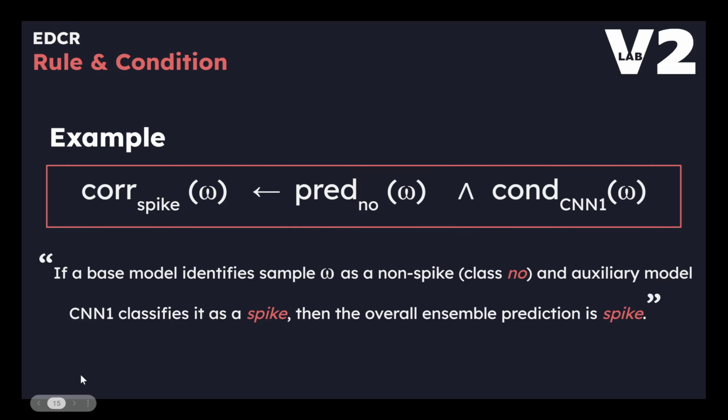So here's a clear example. Let's say we have a base model and it identifies a sample omega as a non-spike. And in our case, since we're using an ensemble as our condition set, they all have their own set of predictions and we're using those as conditions. Let's say one of the models in the ensemble, CNN variant 1, predicts that sample to be a spike. So in that case, we use this as a condition, and since the base model predicted a non-spike, we can assume that is incorrect, and we would then just flip it to a spike. No need to erase it, we just flip it.